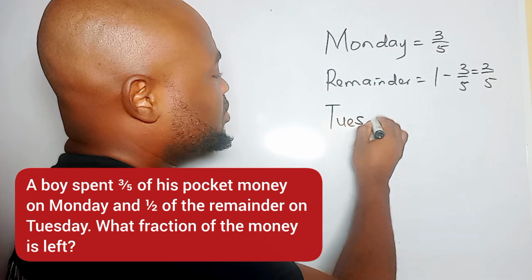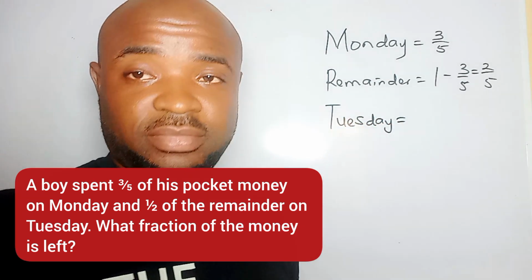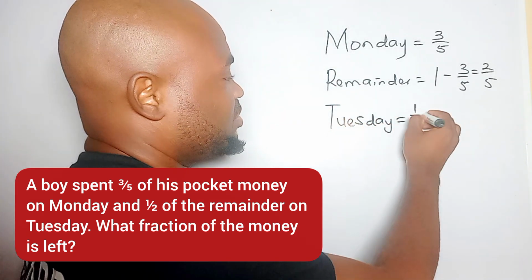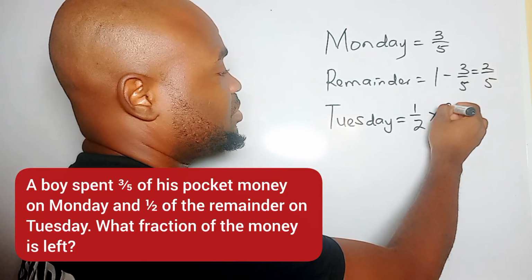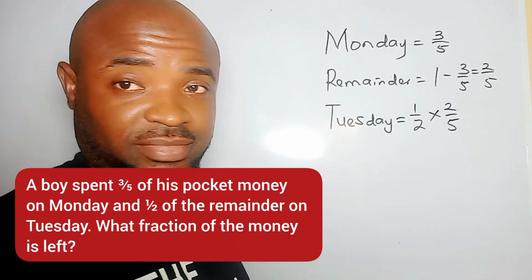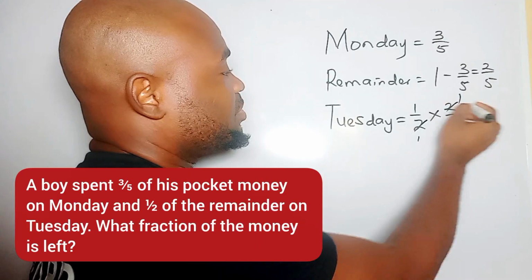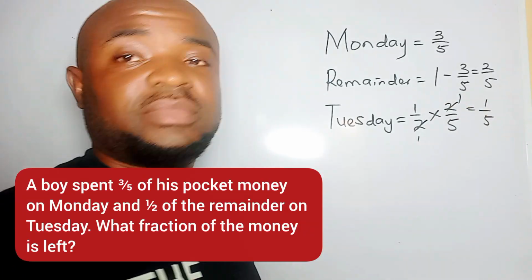So now back to what is spent on Tuesday. So on Tuesday, half of the remainder. So we're going to form an expression. That is what? Half of the remainder, which is 2/5. That is half multiplied by 2/5. And here we have 2 over 1, 2 over 1, and then finally we have 1/5. So that means it spent 1/5 on Tuesday.